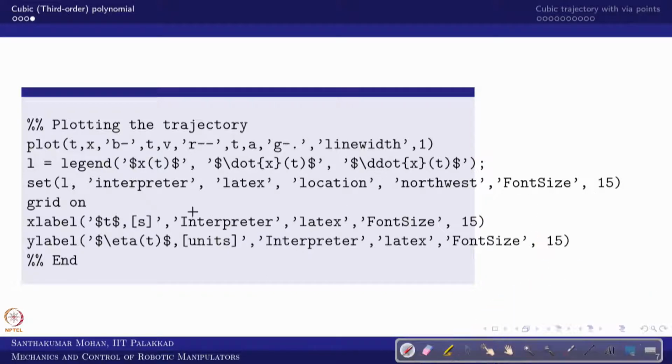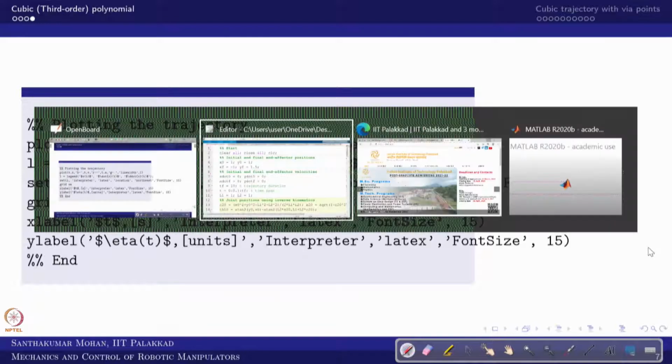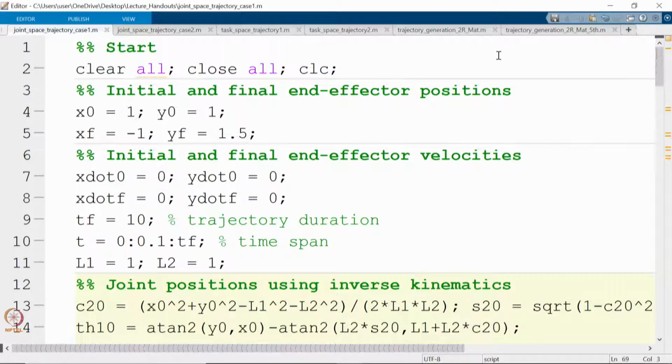So where we can actually see the x trajectory, v trajectory, a trajectory, we can plot and then see it. So in that sense, we can go to MATLAB and try to see how this can be done. So for that I am opening the MATLAB. So you can see this is what we have written.